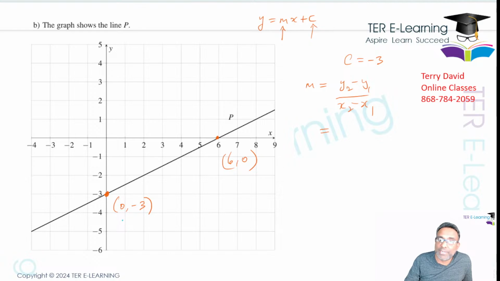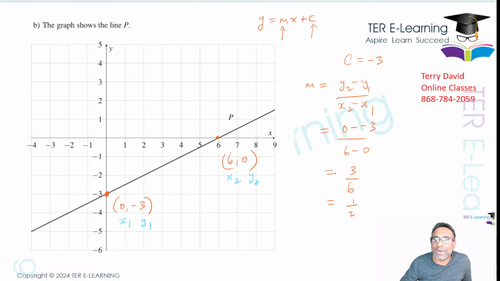Label these points. So call this x1, call this y1, call this x2, call this y2. Once you label there, it's just a matter of substituting into your formula. In this case, y2 is 0. So it's going to be 0 minus 3 all over 6 minus 0. So 0 minus 3 is going to be positive 3 divided by 6. Therefore, this is a half. So that is what m is.